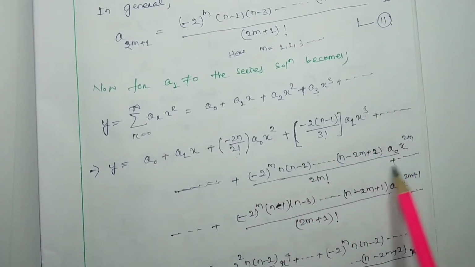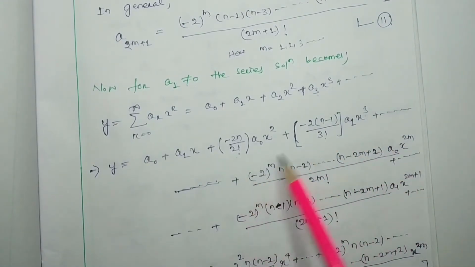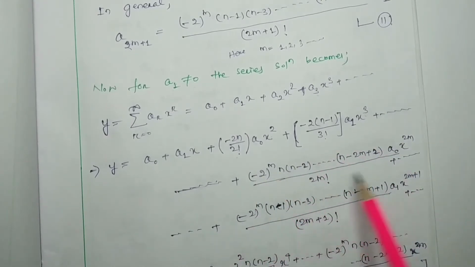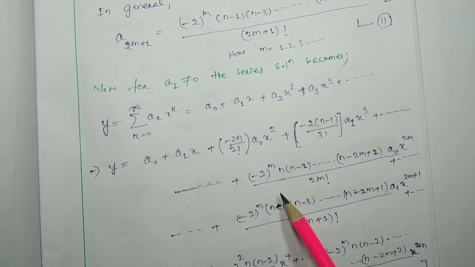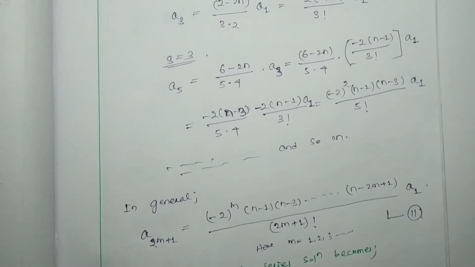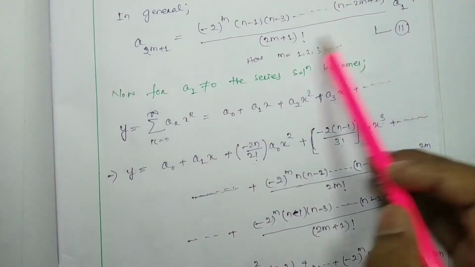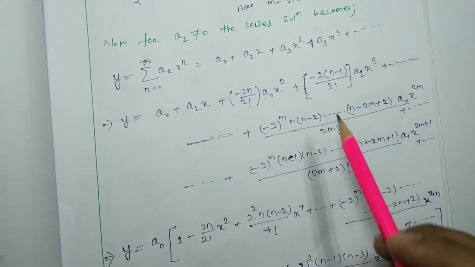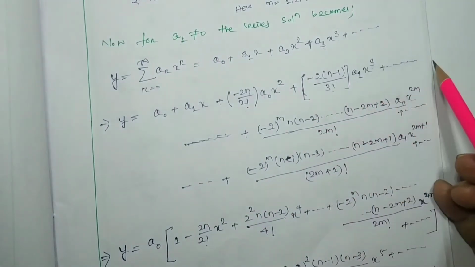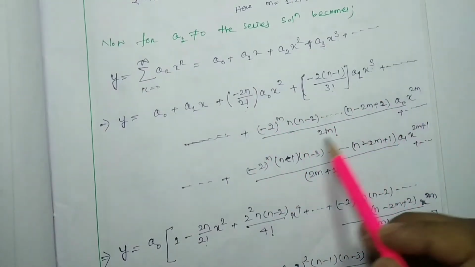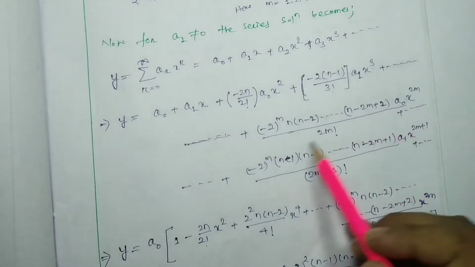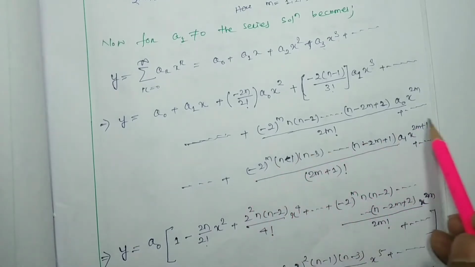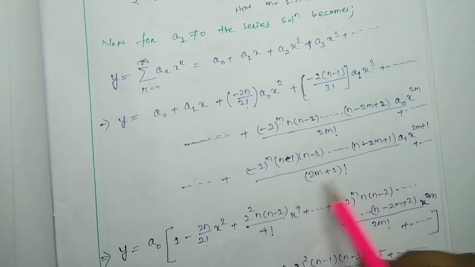This is the general form of even terms, and this is the general form of odd terms. I have written it this way because if we have to consider higher terms, then this is the general term of the even terms and the general form of the odd terms.